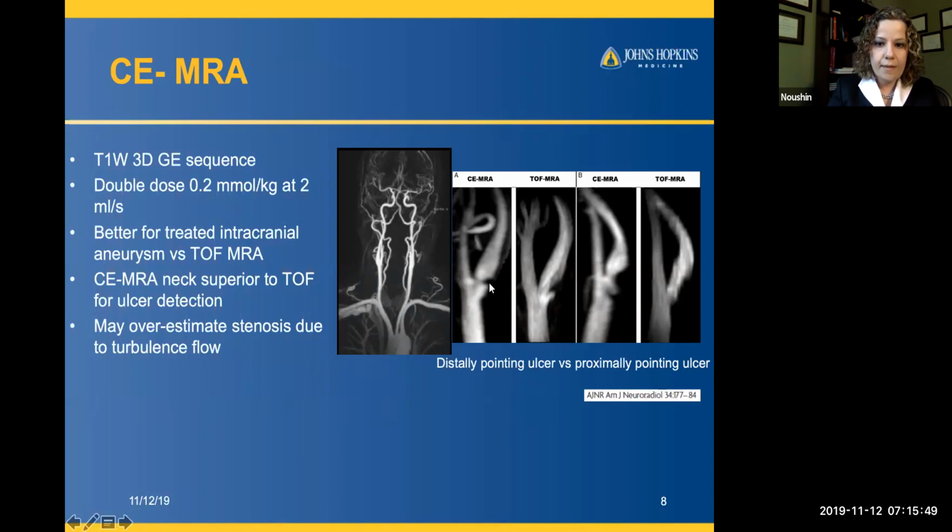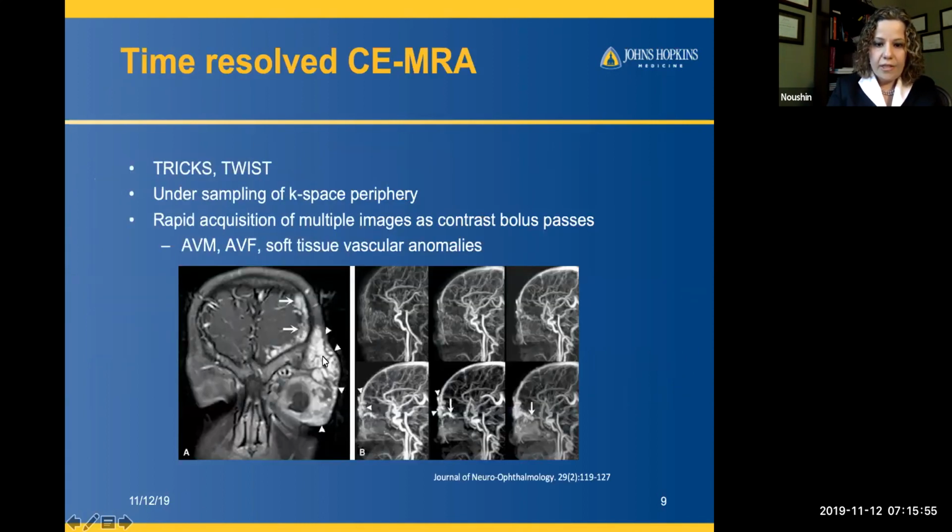As we said, time-of-flight MRI may overestimate the stenosis due to turbulence. Just briefly talk about time-resolved contrast-enhanced MRI. There are different techniques using different vendors, tricks or twist sequences, if you have heard about it. It gives us a dynamic look at the vascular anomaly.